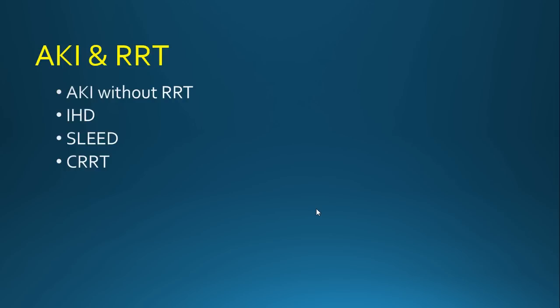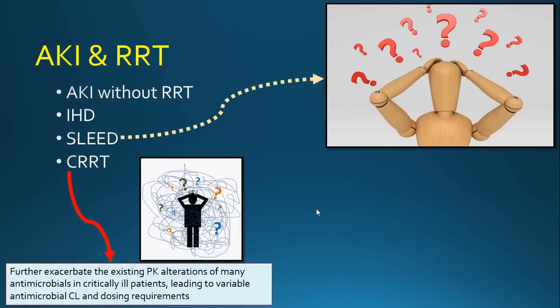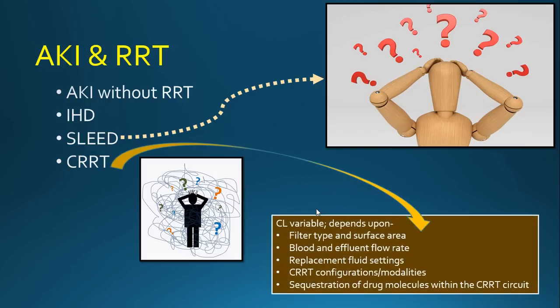You understood this, how SLED can be complex. So there is a complexity in SLED. Now CRRT makes things more complex, because we'll discuss how many things are there: running for 24 hours, the different modes, the filter type and surface area, blood and effluent flow rate, replacement fluid settings, CRRT configuration, modalities, sequestration of drug molecules within the CRRT circuit. Do you have a fairly good idea about the different modes of CRRT?